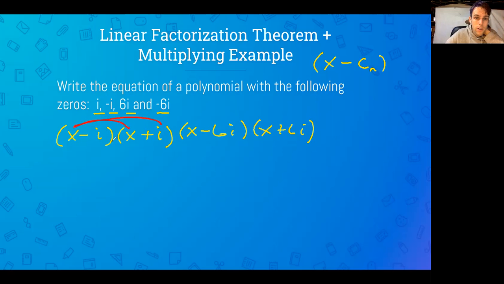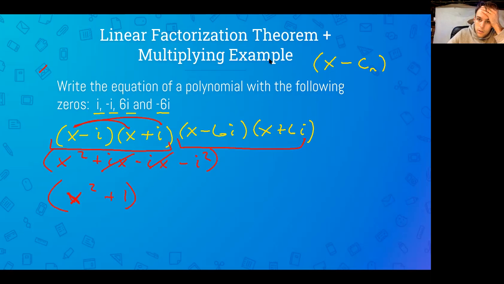These are conjugates, so we know they follow the difference of squares pattern. They're going to be x squared minus i squared, but let's just go ahead and multiply them out. We get x squared plus ix minus ix minus i squared. These cancel. We end up with x squared plus 1. I'm going to find it easier to multiply these two together, multiply these two together, and then multiply the results. It's just going to be a bit easier. So we end up with this, which ends up to this.